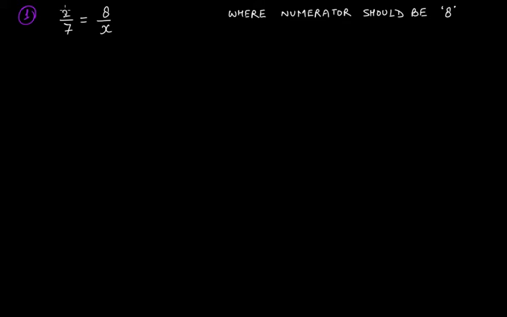So if you multiply the numerator 2 with this denominator x, then this will be equal to this numerator 8 multiplied by this denominator 7. This will be 2 times x, and this will be 56. Now this x will be what? To find the value of x, you will divide 56 by 2. I'm sorry, I took it 7 by 2. And this will be 28, right? So the value of x is 28.